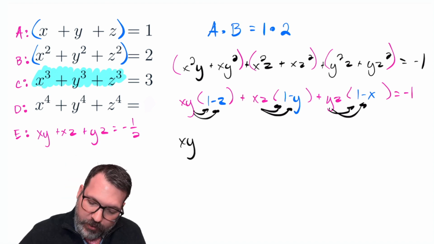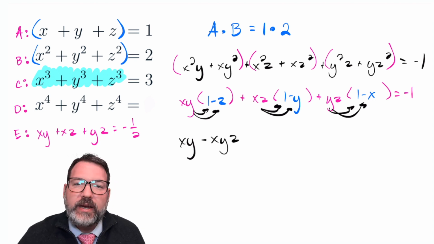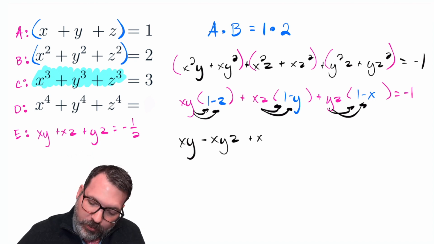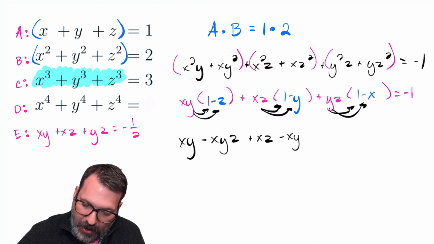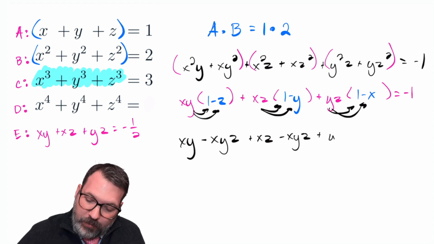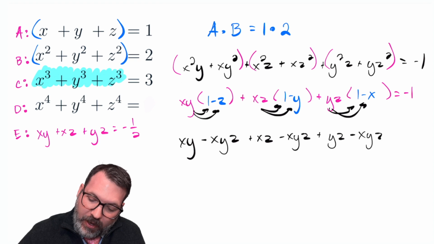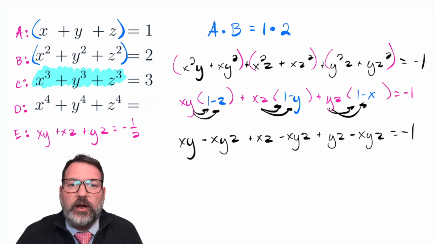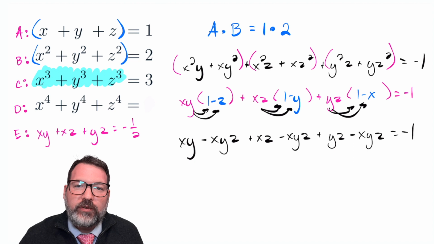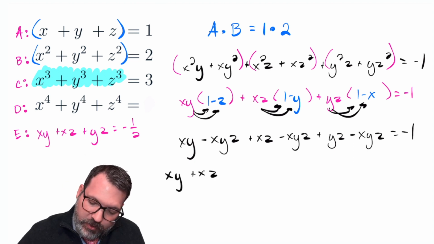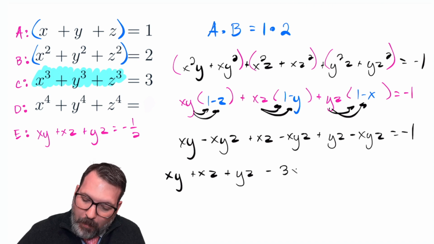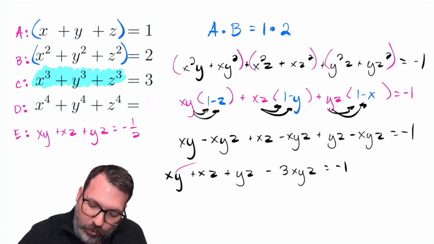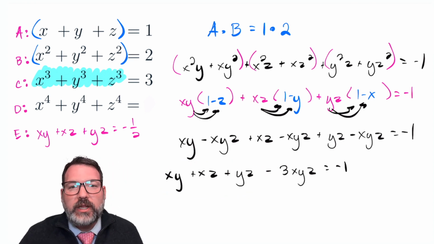xy times 1, of course, is xy, and then xy times minus z is minus xyz. Continuing to distribute, we get plus xz minus that same xyz, and plus yz minus, again, xyz. And we're still not doing anything on the right-hand side, so that just stays -1. Collecting together some like terms here, we're going to get xy plus xz plus yz minus 3xyz is equal to -1.